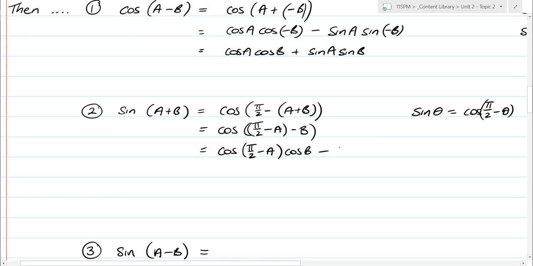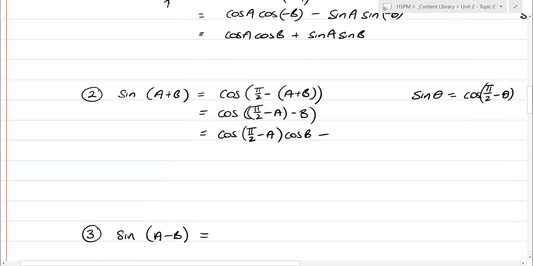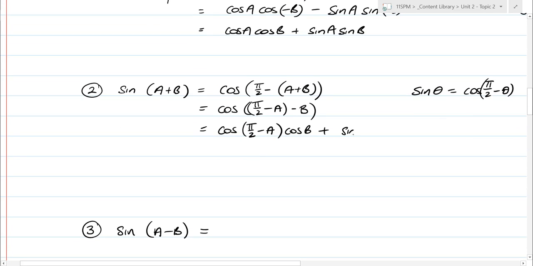What is the rule? It's negative. No, is it negative? Oh, it's this one. It's this rule here. So I'm going to use the one directly above. So it's positive: sine pi on 2 minus A cos, sine B. Sorry, the translation now is poor.